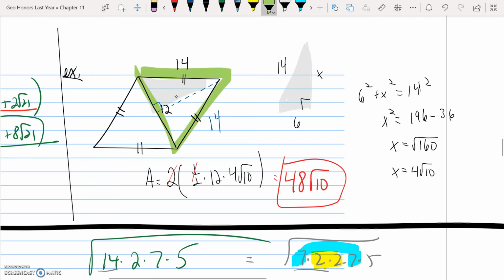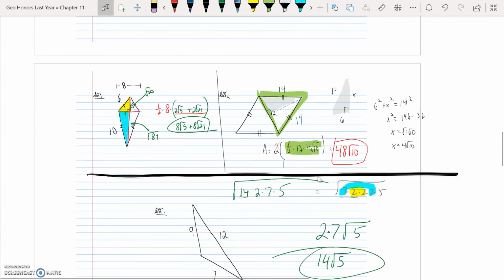I'll color it green. So the area of that green triangle is 1/2 times base of 12 times the height of 4 root 10. But we have to double that because there's an equal triangle down here. So then the 2 times the 1/2 cancel each other out. We multiply to 48 root 10. Definitely not the only way to do it, but that's one way we could get that area.